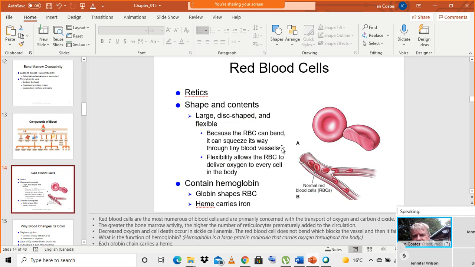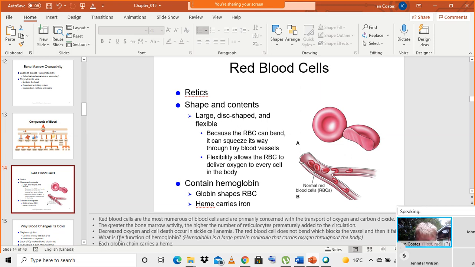And you'll see here, your red blood cells, they're disc-shaped. Okay, they're kind of flexible. All right? You see they've got these kind of depressions there in the middle. Because the RBCs can bend, it can squeeze its way through tiny blood vessels. Okay? Flexibility allows the RBC to deliver oxygen to every cell in the body. Contains hemoglobin. Okay, good stuff.